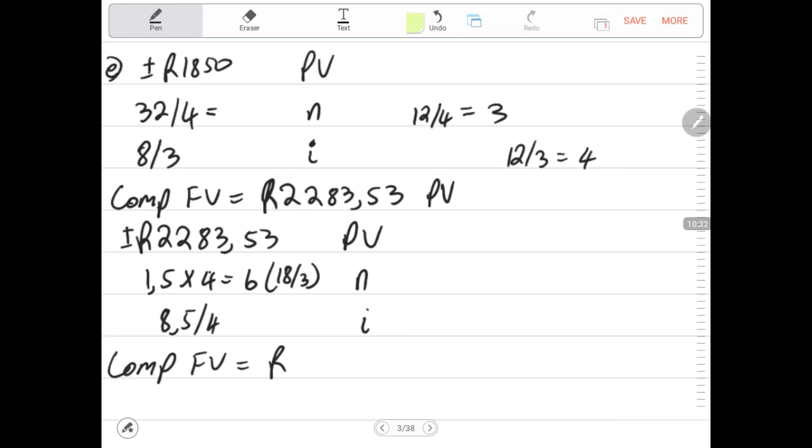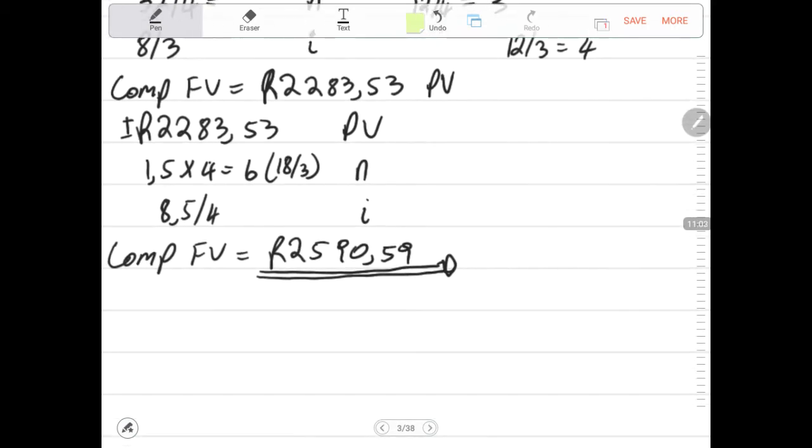Our future value is 2,590 Rand 59 cents. So this is our future value after 32 months and after 1.5 years. You can add those two and get your total period of the investment.